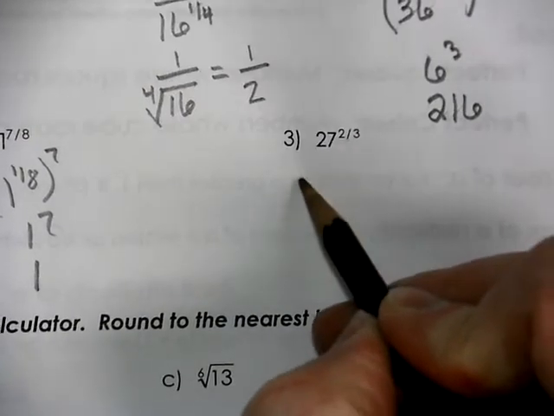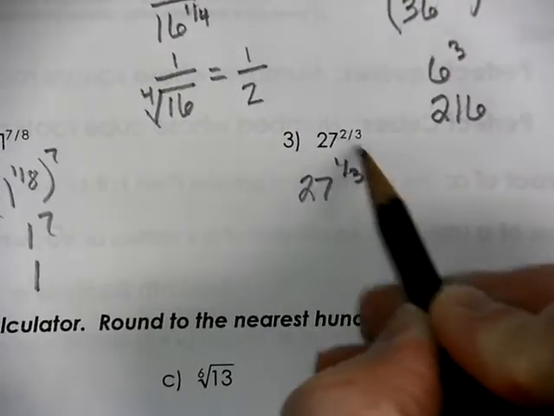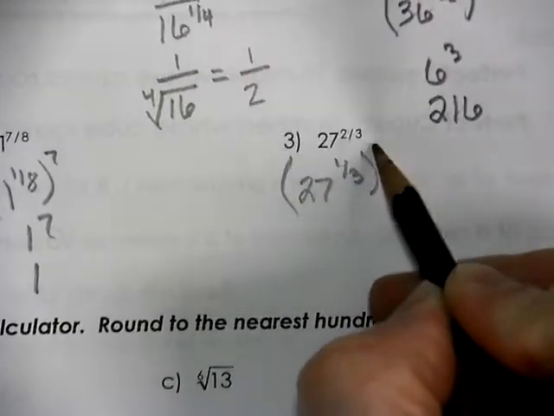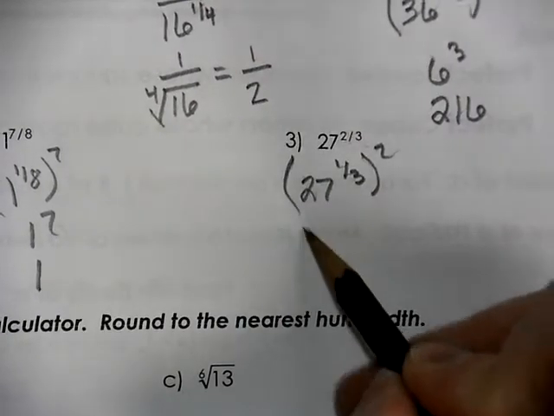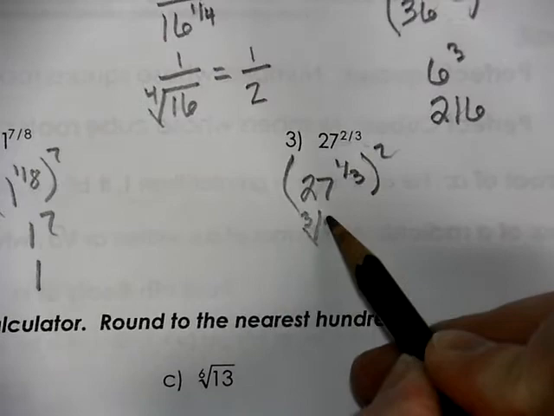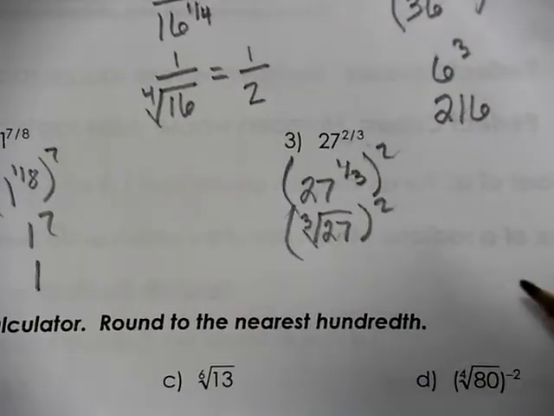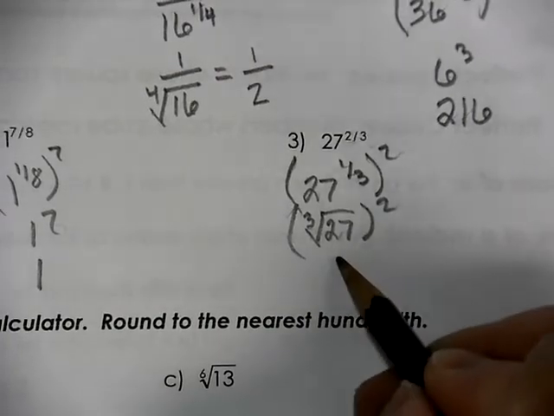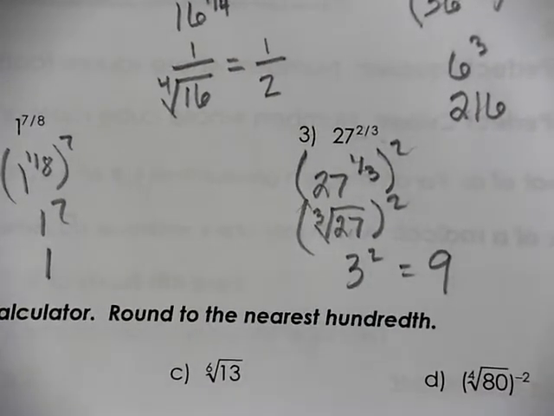No negative exponent, so we're going to break this apart using the fraction, the 1/3, using the 2 on the outside. I know that this is the same thing as the cubed root of 27. If you need to convert it for now, that's fine. The cubed root of 27 is 3. We're squaring that, which gives us 9.